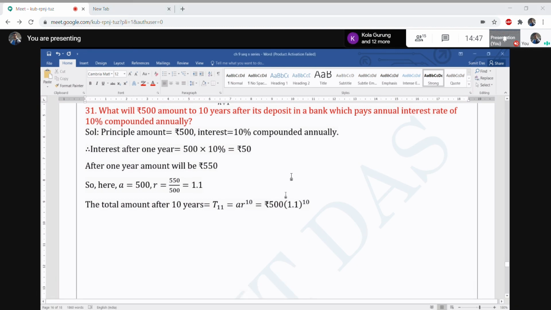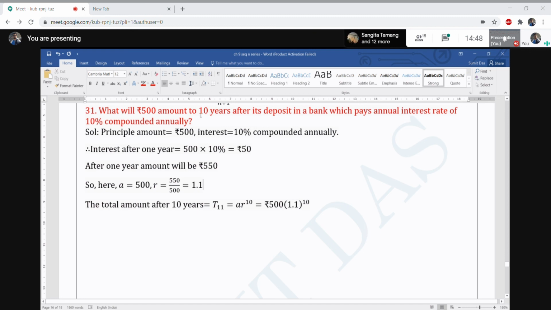The question is, what will 500 amount to 10 years after it is deposited in a bank which pays an annual interest rate of 10% compounded annually? So 500 is the initial amount, the time is 10 years, and the bank pays annual interest at the rate of 10% compounded.